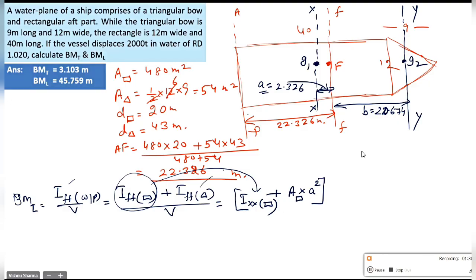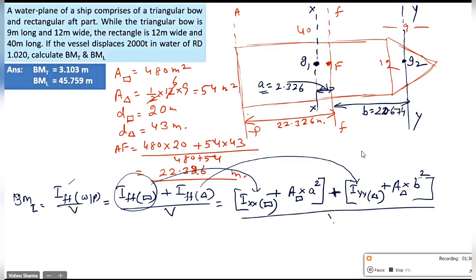Who will tell me the theorem of parallel axis for the triangular part? Look at the diagram and tell me as per my diagram. Tell me, beta. Anybody who wants to practice the theorem of parallel axis? I about FF, IYY of the triangle plus what? Area of the triangle into what have we represented the distance? B, plus B square, divided by volume of displacement. Am I right, guys? Yes, sir.